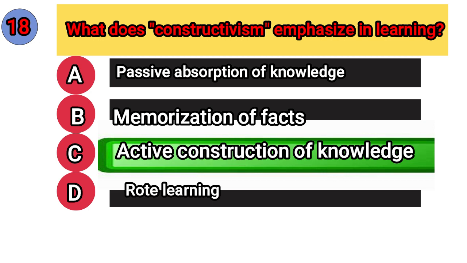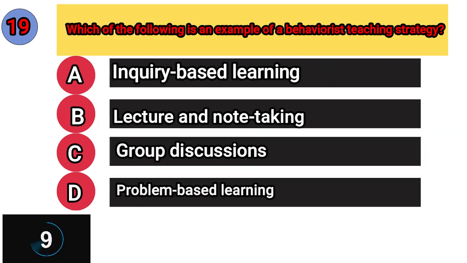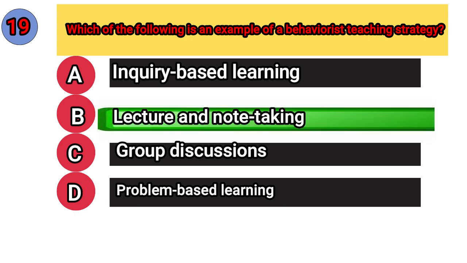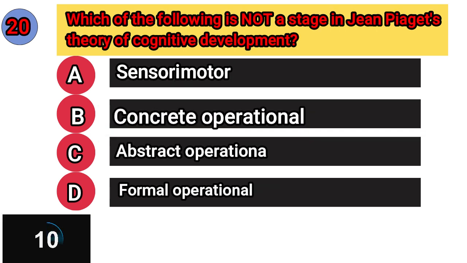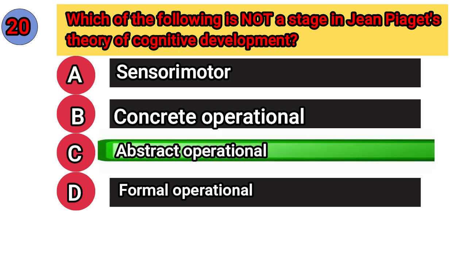Active construction of knowledge. Which of the following is an example of behaviorist teaching strategy? Inquiry-based learning, lecture and note-taking, group discussions, problem-based learning. And the right option is option B, lecture and note-taking. Which of the following is not a stage in Jean Piaget's theory of cognitive development? Sensorimotor, concrete operational, abstract operation, formal operation. And the correct option is option C, abstract operation.